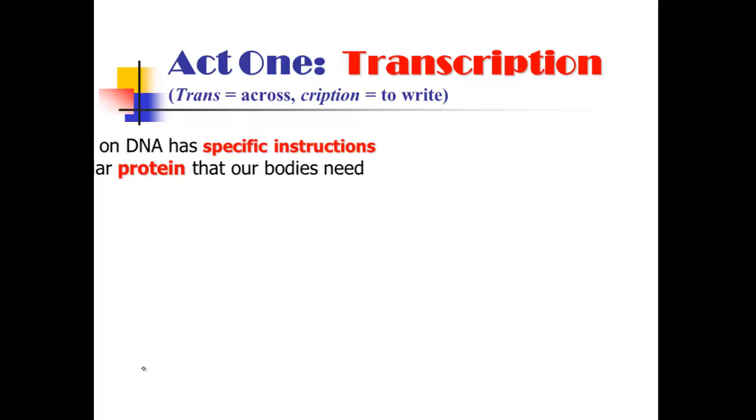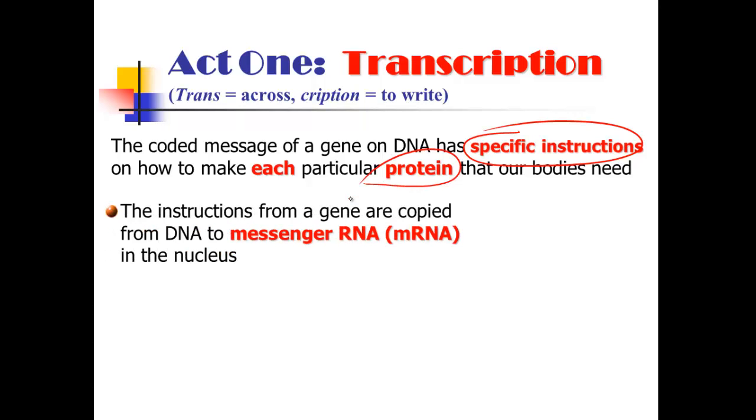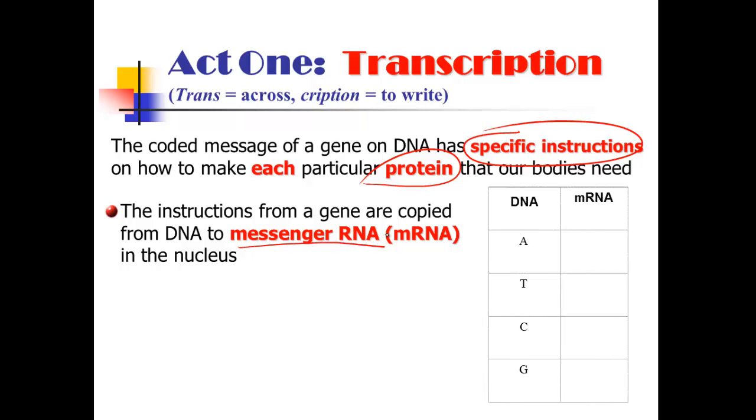So transcription is just making a copy of one gene, and we know that that gene has the specific instructions to make a protein. So the gene is copied into messenger RNA. This happens inside the nucleus. Now, A on DNA will code for a U on mRNA. T codes for A, C codes for G, G codes for C.